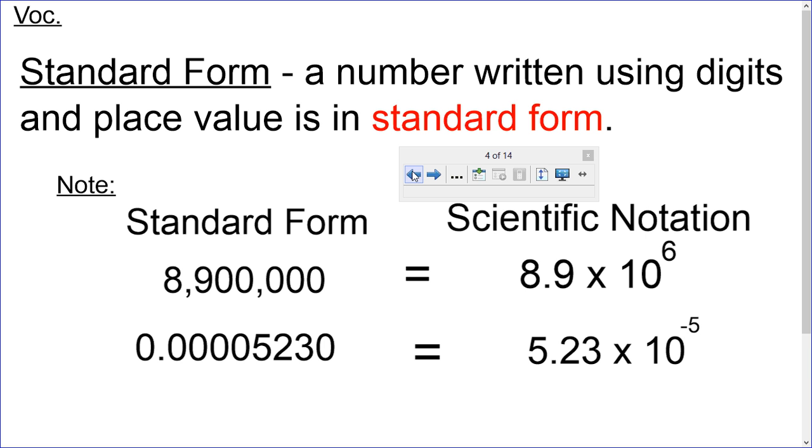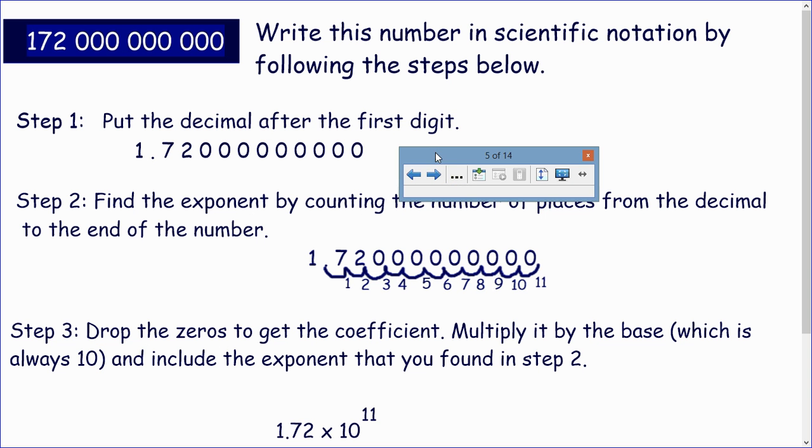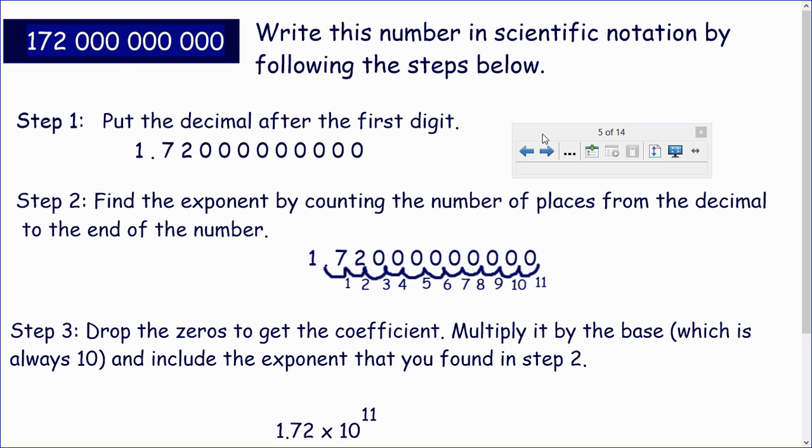So notice the exponents. Now the rules and steps for changing to scientific notation. Here we have 172 billion, and we want to change that to scientific notation. Here are the steps. Step 1, put the decimal after the first digit. So right after this 1, we're going to put a decimal point right there, and we have 1.72 and all of those zeros. But remember, the first number has got to be greater than or equal to 1 but less than 10. So that's why we put the decimal there.